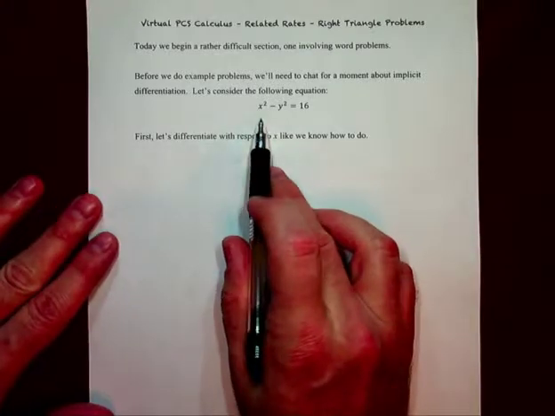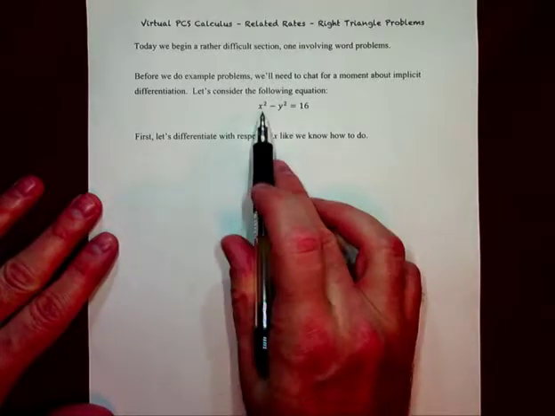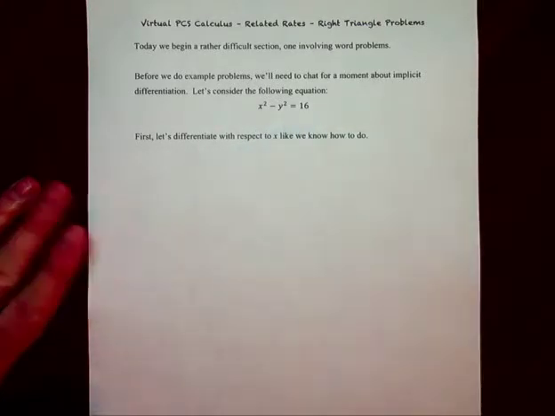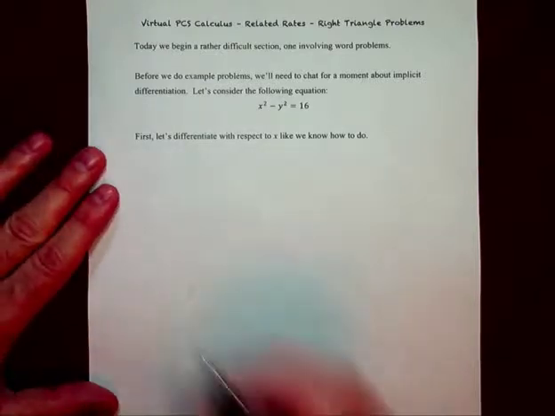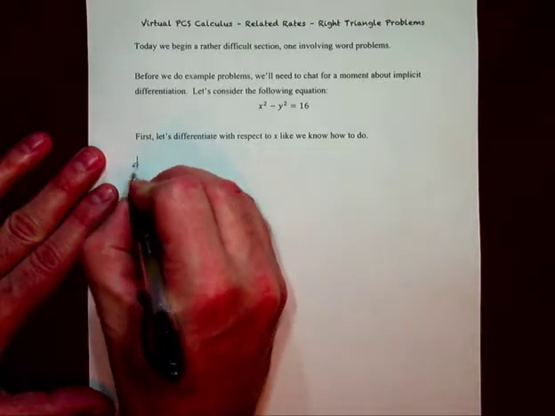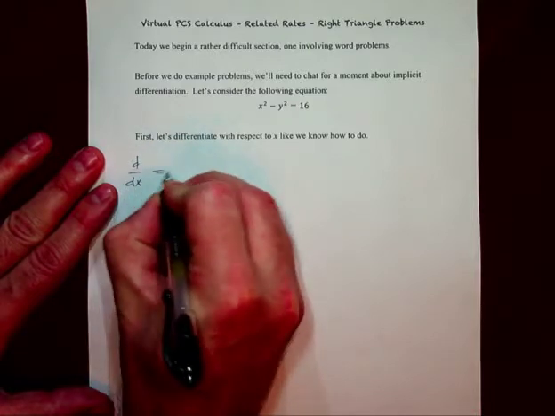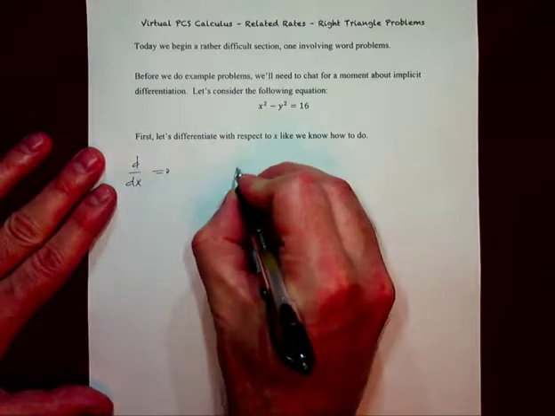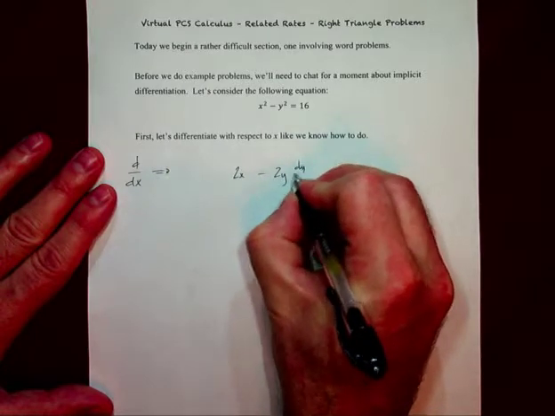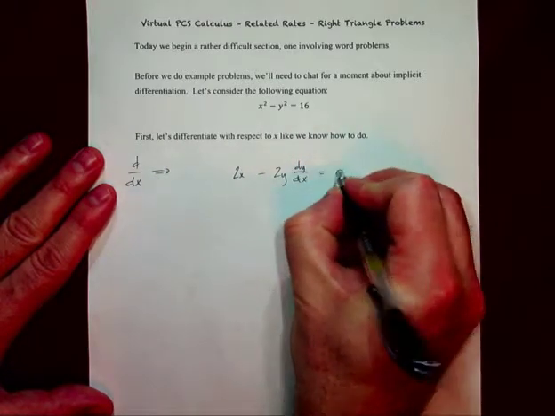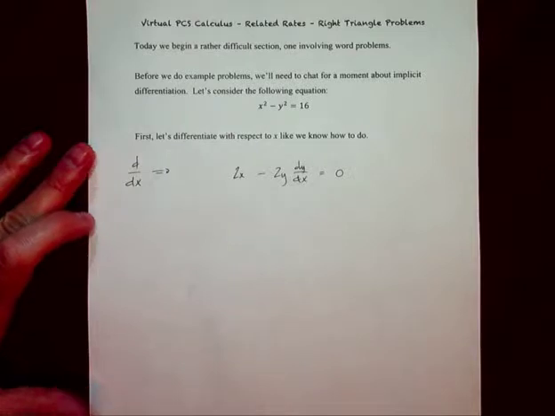let's say that we're given just a simple equation like x squared minus y squared is equal to 16. You should recognize that as a hyperbola, okay? And we need to differentiate that implicitly. If we're going to differentiate with respect to x, as we so often do, then this becomes 2x minus 2y dy/dx is equal to 0. Okay, well, that's easy enough.